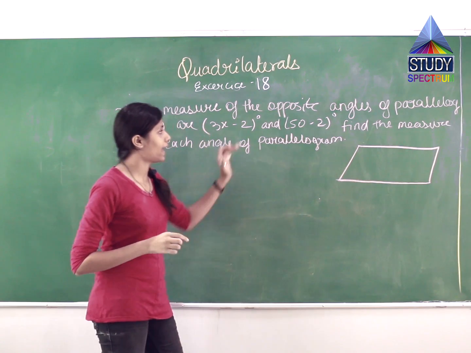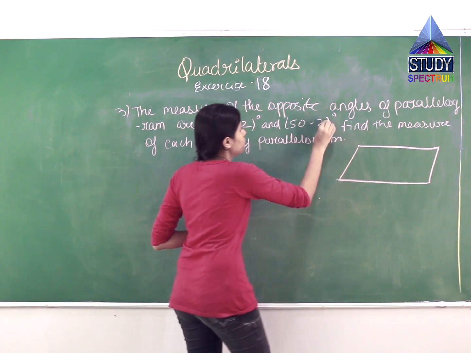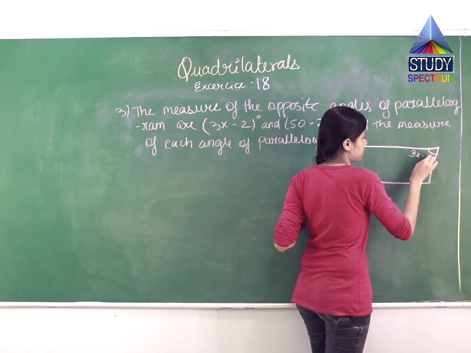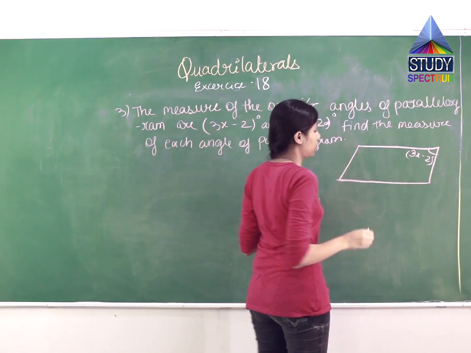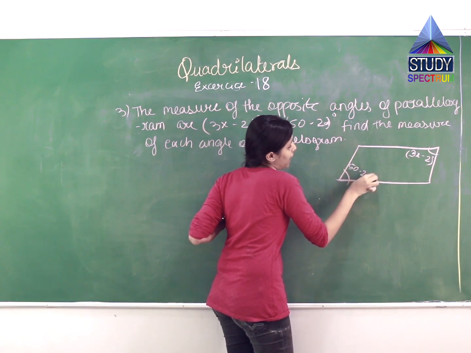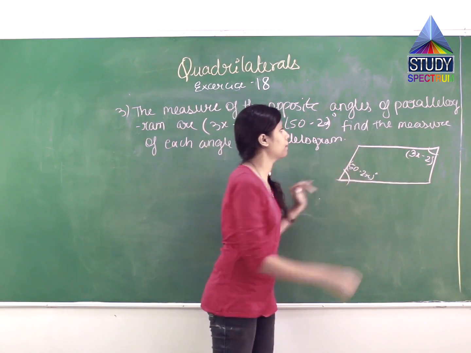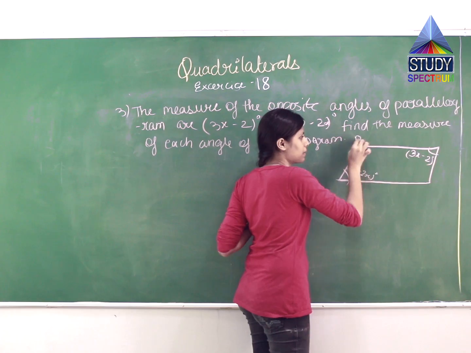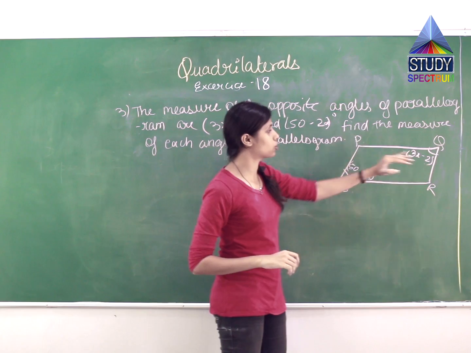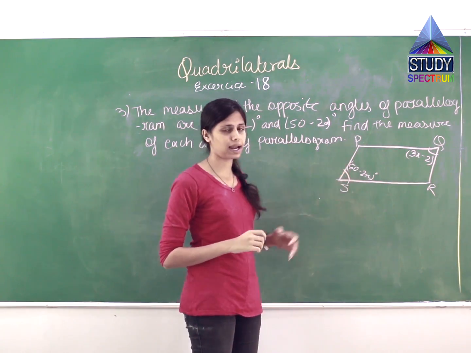So this is a parallelogram and they are saying one of the angles is this and the opposite angle to that is this. So let us make it 3x minus 2 degree. This is the measure of the first angle and the angle opposite to it is 50 minus 2x degree. Let us name the quadrilateral PQRS. So the parallelogram is PQRS. In this, Q is 3x minus 2 degree, and the angle opposite to it is 50 minus 2x.